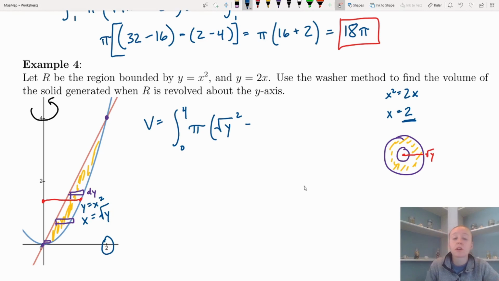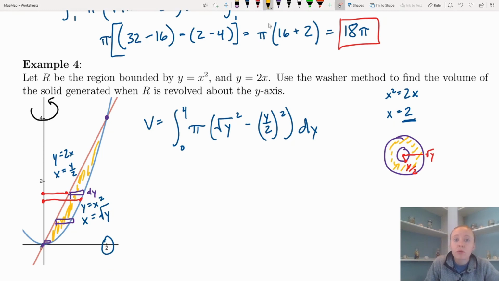squared. Now we're going to subtract that inner radius, which, if we look at that, goes from the axis of revolution. It's that shortest distance to our rectangle. So the inner radius is to the function y equals 2x. But y equals 2x is in terms of x. To put it in terms of y, that's going to be x equals y over 2. So that is our inner radius from the axis to our inner function: y over 2. So our inner radius squared is y over 2, that quantity squared. And this is all integrated with respect to y.